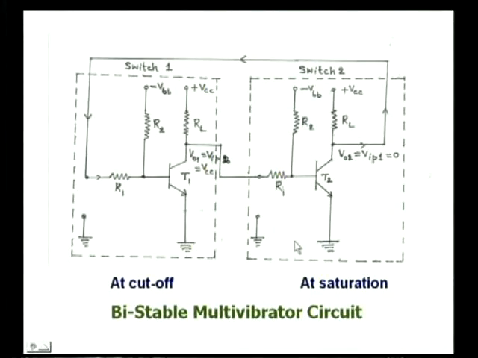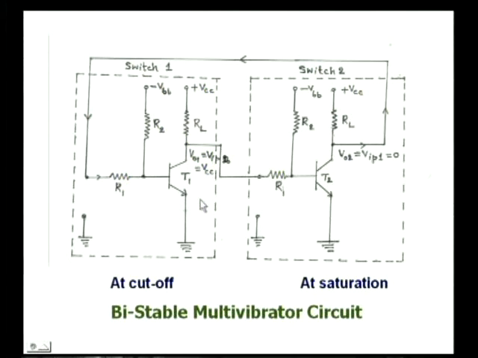To study how the bistable multivibrator can have a transition from one stable state to another stable state, let us trace its circuit operation. This is a bistable multivibrator circuit. As we have already known, the bistable multivibrator has two inverter circuits. This is the first inverter circuit and this one is the second one, and the output of each stage is connected to the input of the other stage.